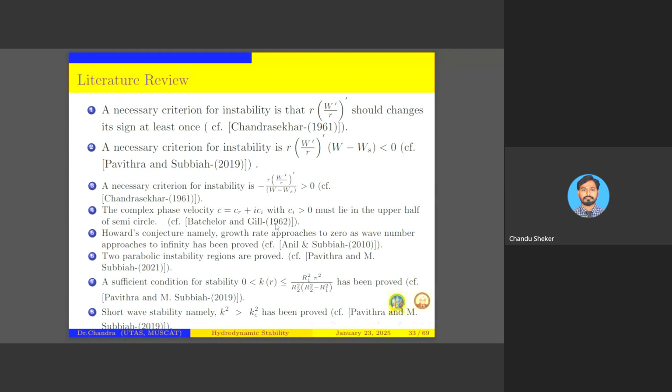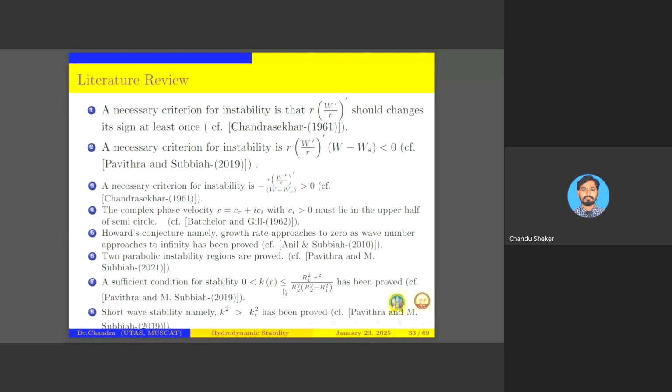Batchelor and Gill semicircle in 1962: he proved that the instability region lies within the upper half of the semicircle. Actually he located the complex phase velocity, meaning the complex eigenvalue C, where it lies in the upper half of the semicircle. We are going to locate where the solution of the circular Rayleigh problem does not exist, meaning we find where these eigenvalues are located for which the solution does not exist, the unstable region. Batchelor and Gill found that the instability region lies within the upper half of the semicircle. That I will explain through a graph itself.